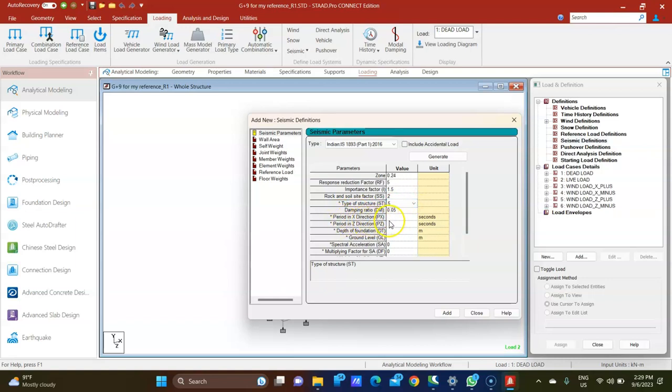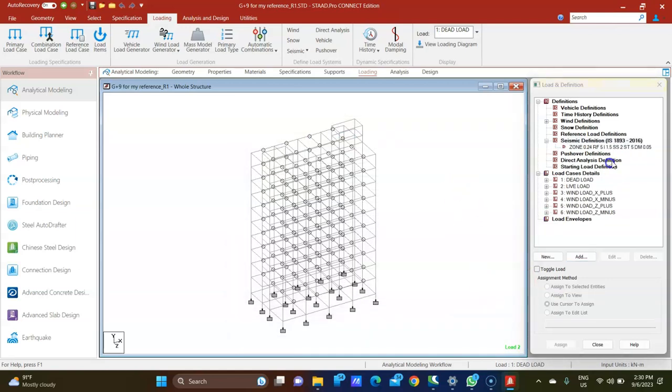And period in x direction, I will not put any values. The reason is that STAAD will calculate that value because I have given the instruction that type of structure is 5. Means you recall that one: Ta is equal to 0.09 H divided by root D. H will be calculated from STAAD. Right? H will be recalled from STAAD because you have already prepared the geometry. D means the dimension parallel to the direction of the force. Again, D is capable of being calculated from the geometry. Spectral acceleration, I have given the type of soil, so from there it will calculate. Height of the building, not necessary. Then add it. Fine.